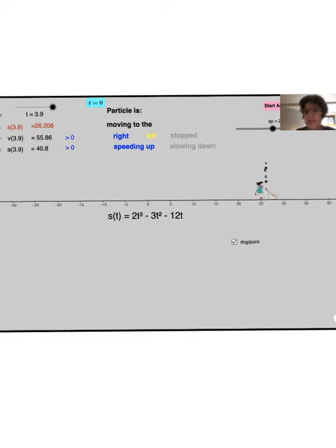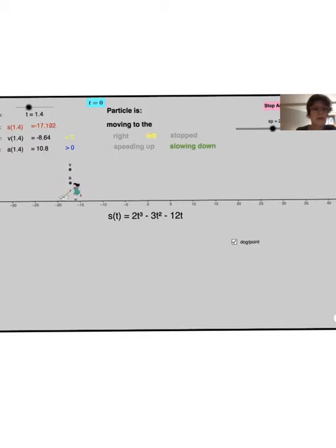This is the position function. Here's the acceleration and here's the velocity. But it's really nice because in this animation, they give us the position at the time, the velocity at that time, and the acceleration at that time. And it also tells us which way the girl's moving, right or left, when she's speeding up or slowing down. So let's check this one out. So I'm going to start the animation, but it goes rather quickly. At 3.9, we see that the velocity and acceleration are both positive. So the girl is moving to the right and she's speeding up.